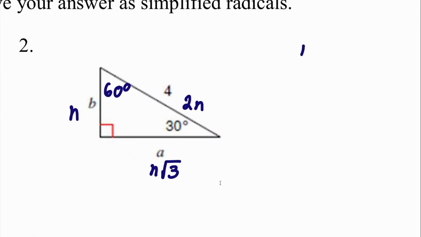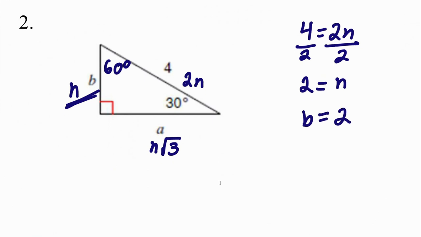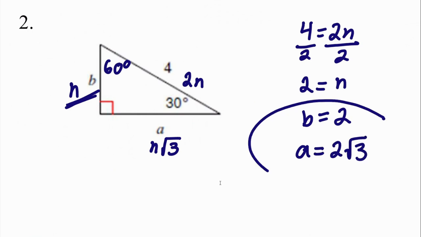So we'll say, okay, 4 is equal to 2n. So we'll divide both sides by 2, and we'll get that n equals 2. So that means that b, right over here, is going to be 2. And then to get a, all we're going to do is take that n, that 2, and multiply it by the square root of 3. And so these two would be our answers. We don't need to rationalize anything because we aren't dividing by any radicals. So these would be our two answers there.